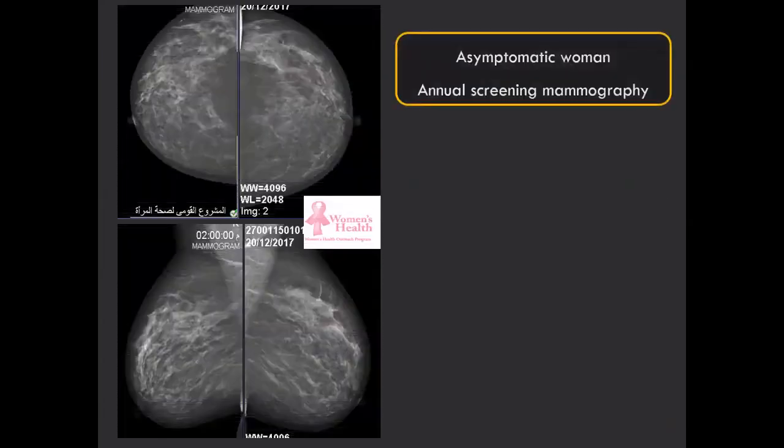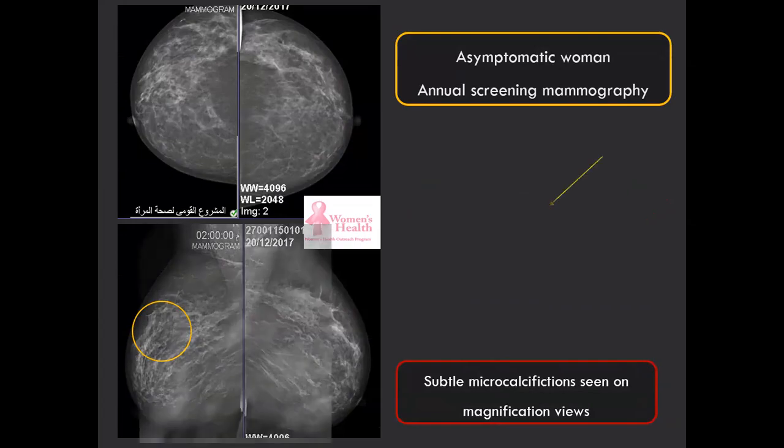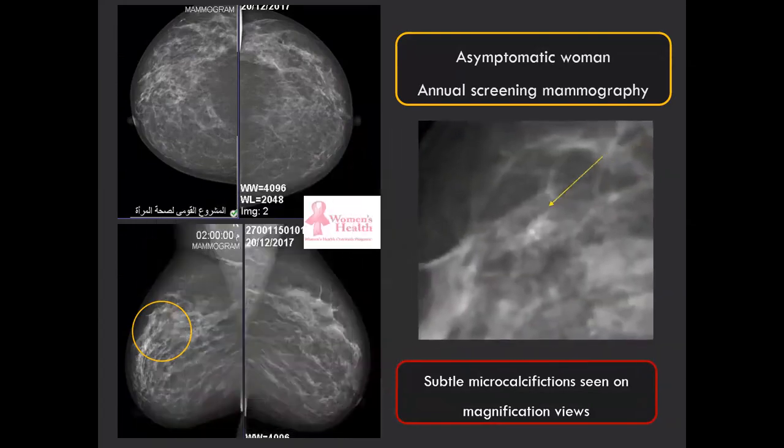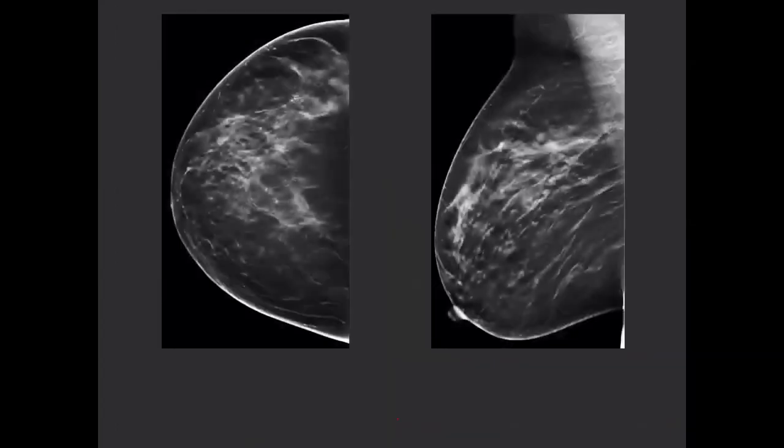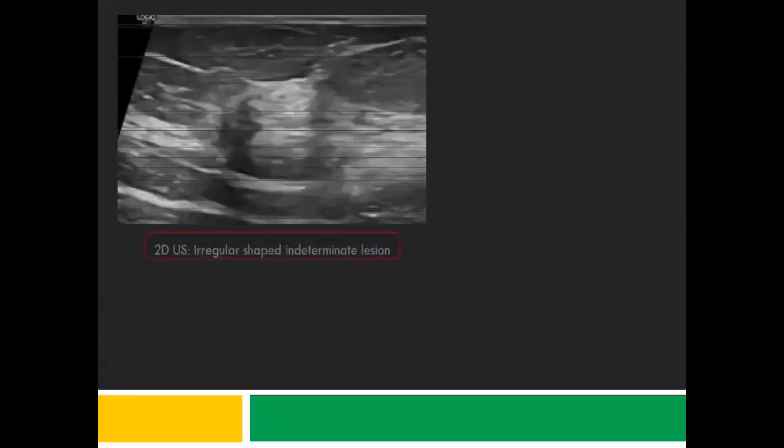This is an asymptomatic woman coming for her annual screening mammogram. There were subtle microcalcifications that were hardly seen in the right breast, mainly on the magnified image, as you see here, but they were very difficult to characterize. This was her tomosynthesis examination, and on tomosynthesis, we can see that the microcalcifications became more evident, and now we can say that we have suspicious groups of microcalcifications within the right breast.